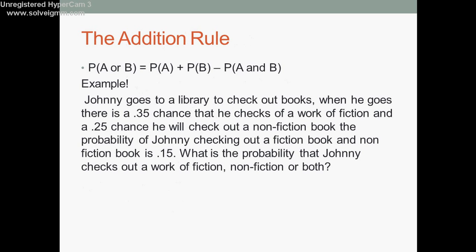The addition rule is combining 2 probabilities into one big probability. Here's the example. Johnny goes to a library and checks out books. When he goes, there is a 0.35 chance that he checks out a work of fiction and a 0.25 chance that he will check out a non-fiction book. The probability of Johnny checking out a fiction book and a non-fiction book is 0.15. What is the probability that Johnny checks out a work of fiction, non-fiction, or both?